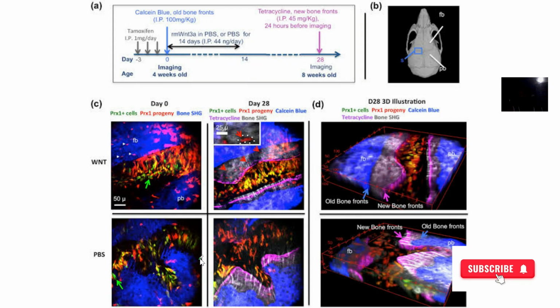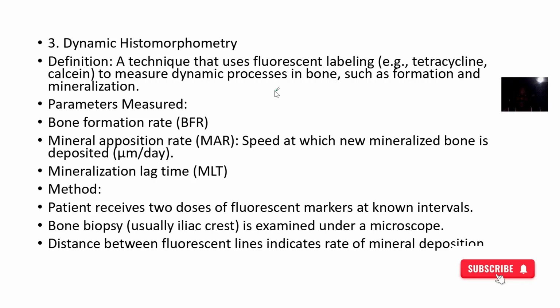Now for the last parameter, we'll look at the dynamic histomorphometry. You can see a lot of colors on the image I have here. Now why do I have those colors? It uses a fluorescent label, so you can label using tetracycline or calcein to measure dynamic processes in bone, such as how bone is formed and how bone is mineralized. So it makes use of what? The bone formation rate, mineral apposition rate, and also the mineralization lag time.